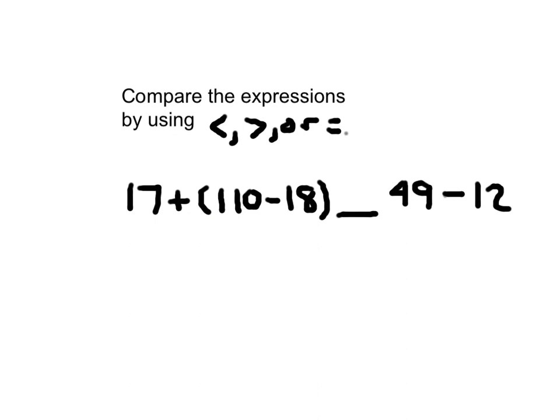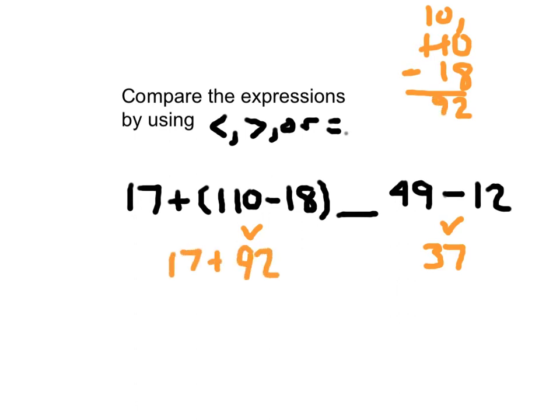Here I have another example. Compare the expressions by using less than, greater than, or equal. Again, I have two expressions, and so I will evaluate or simplify each of those expressions. This one on the right-hand side looks like it's easier to evaluate and simplify. We remember to do our parentheses first. And if you need to write that out to be able to go ahead and regroup it, then go ahead and do so. 10 minus 1 is 9.